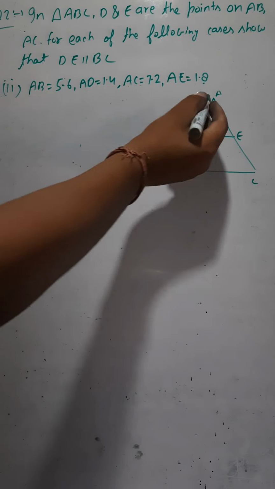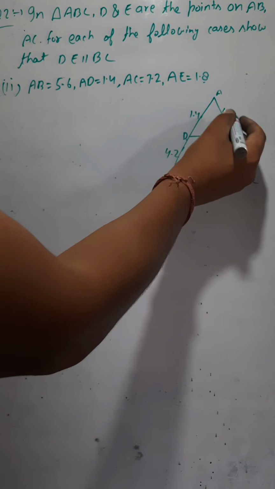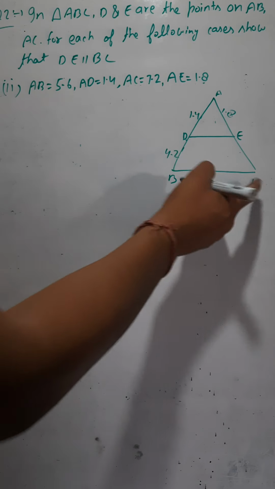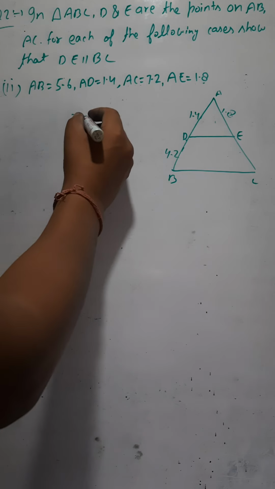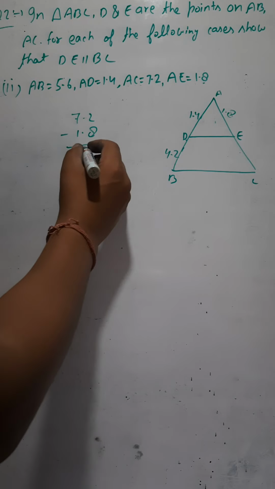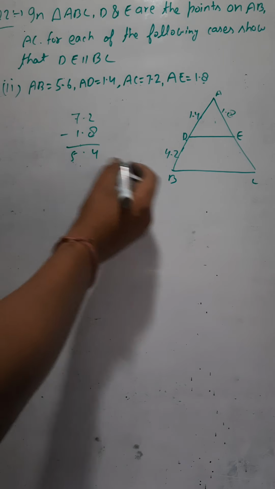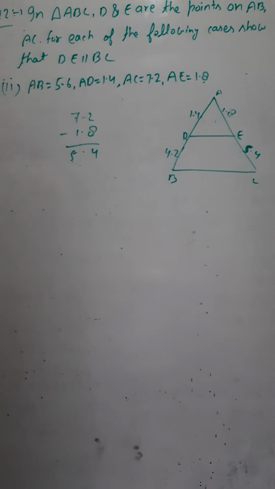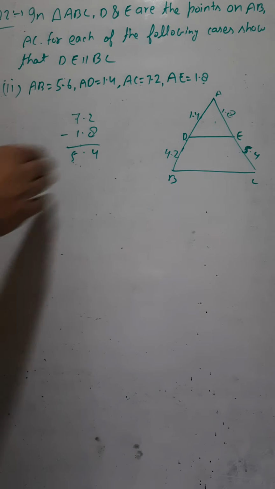Okay. Similarly, AE has been given as 1.8, and AC, this complete, has been given as 7.2. So how much would EC be? You would subtract 7.2 minus 1.8. So it would be 5.4. Yes or not? 5.4. Okay, so you have got all the values.